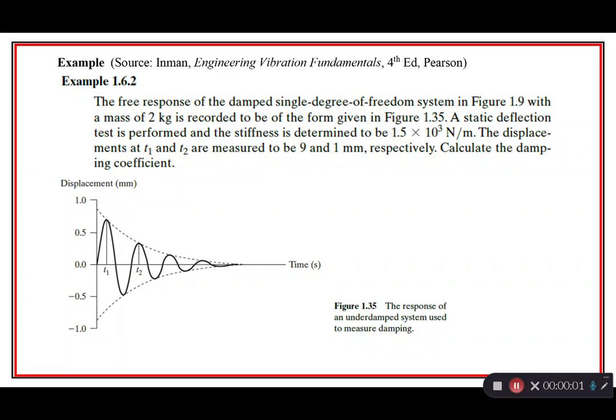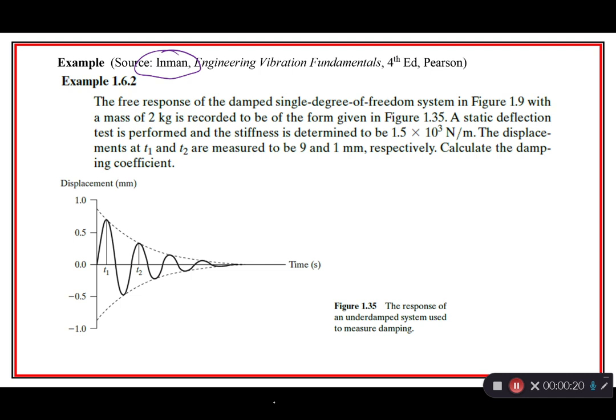All right, here's yet another example in log decrement type stuff. The source of this is Inman, which is a pretty good book. I like it. I've used it before. The free response of the damped single degree of freedom system in this figure right here.